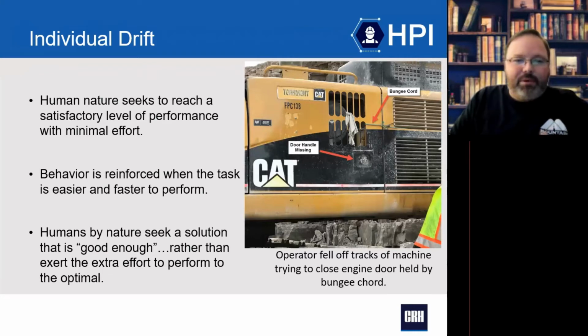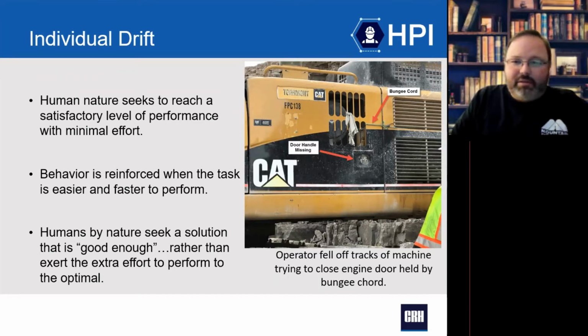And what makes that worse, just like we say in the second step there, is behavior is reinforced when the task is easier and faster to perform. We can get the task done, and we've probably done it a number of times without an incident. But it just takes one slip of that chair, because the chair was not designed for us to be standing in and changing light bulbs.